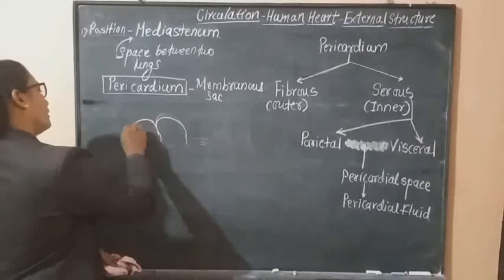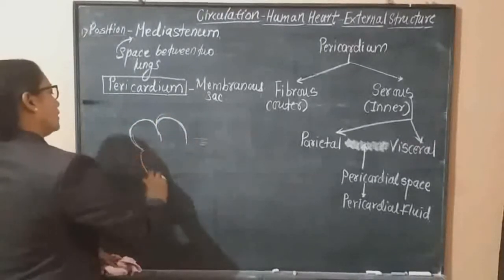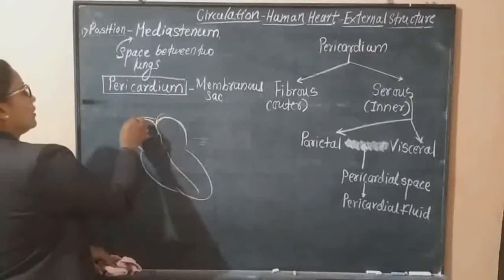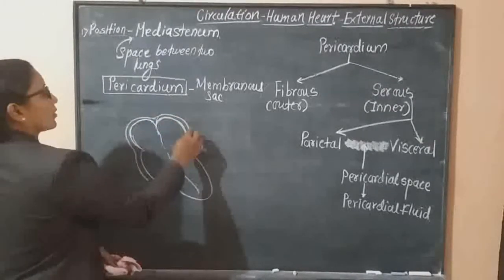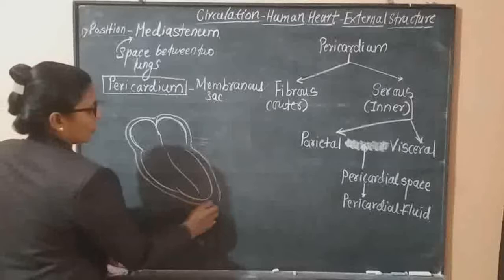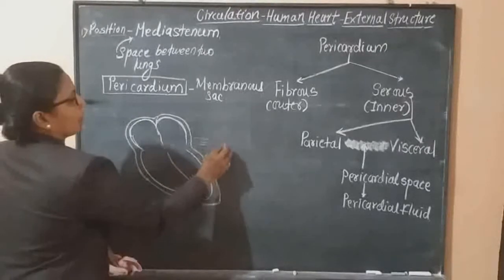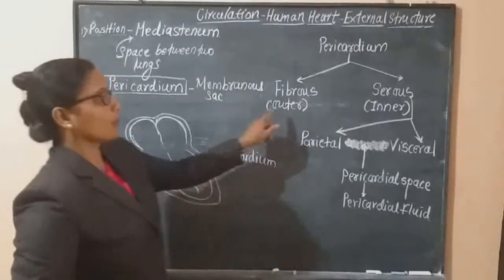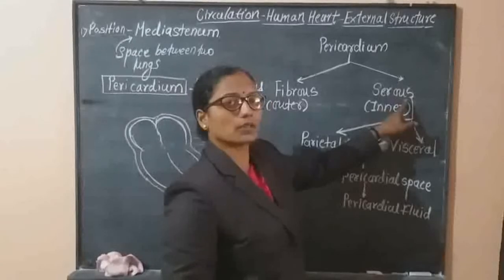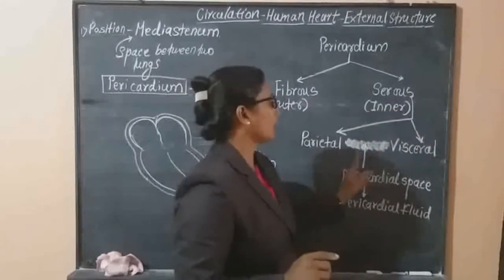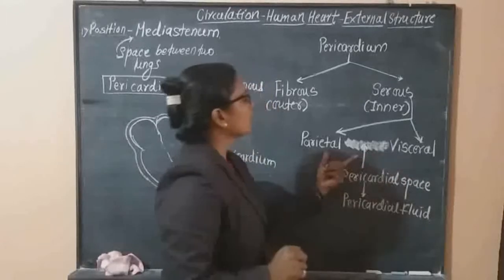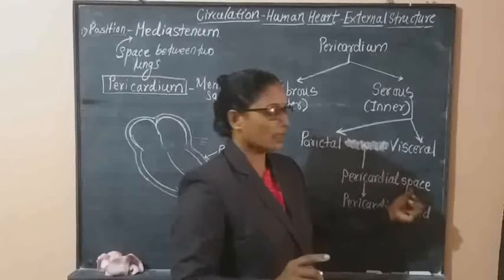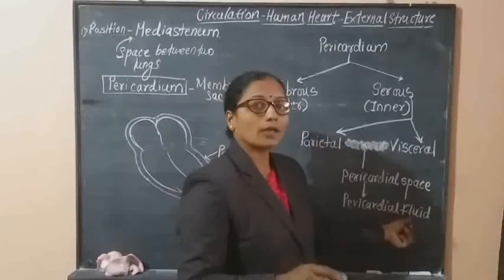Suppose if you observe our heart, these are the upper chambers, that is atria, and these atria continue to the ventricles like this. Now these are covered by a sac-like structure, which is called the pericardium. This pericardium is divided into an outermost fibrous layer and an inner serous layer. The serous layer is again divided into parietal and visceral. In between these two layers a space is present. This space is called the pericardial space, and it is filled with the pericardial fluid.